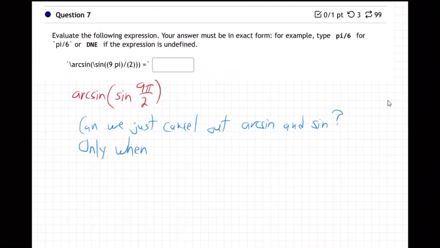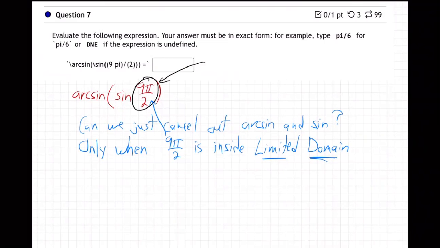Only when the 9 pi over 2, right there, the argument, the plug-in, is inside of the limited domain. Remember, we limited things for the inverse trig functions. So, what's the limited domain? Well, first off, is this an answer or an angle? This right here has to be an angle.